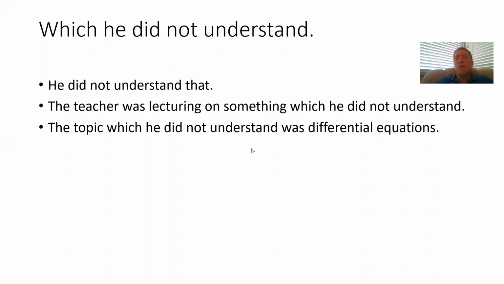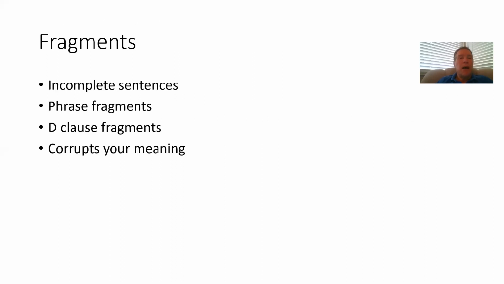The main thing I want you to do is to avoid fragments, avoid these dependent clauses by themselves, or phrase fragments. Fragments are incomplete sentences. You could have phrase fragments or dependent clause fragments, and they basically are a problem because they corrupt your meaning. It's not clear. For example, if you just put a dependent clause in there, it's difficult to know: is that referring to what came before or what came after? I don't know. It's really very unclear what your meaning is. So they really interfere with your meaning, and it's a problem.